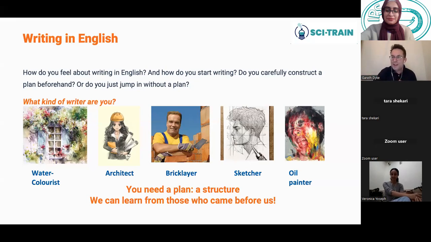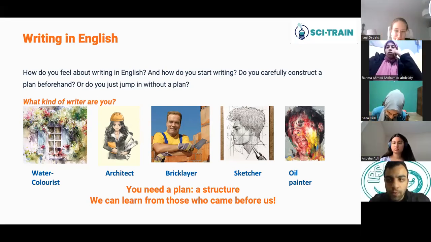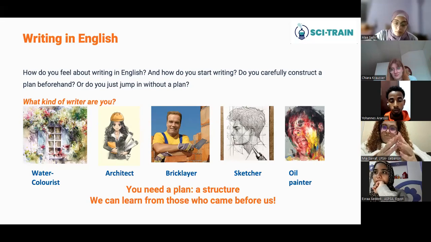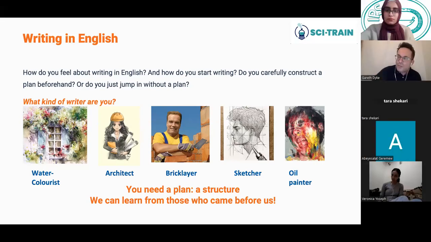We should be like Arnold. In the middle of the slide, our friend Arnold, he makes a plan. He's a bricklayer. He's going to have a carefully constructed plan before he begins the writing process. That's why we talk about message. That's why we talk about audience, and that's why we talk about your structure in your academic writing as being absolutely critical and absolutely key. You need a plan, you need a structure, you need to have that structure in place before you begin your writing process. And you certainly can learn from researchers who've come before.